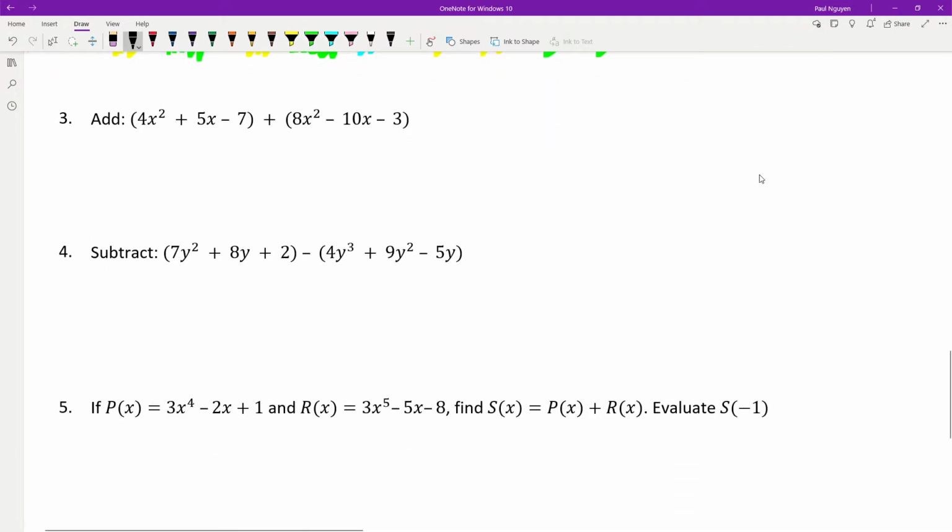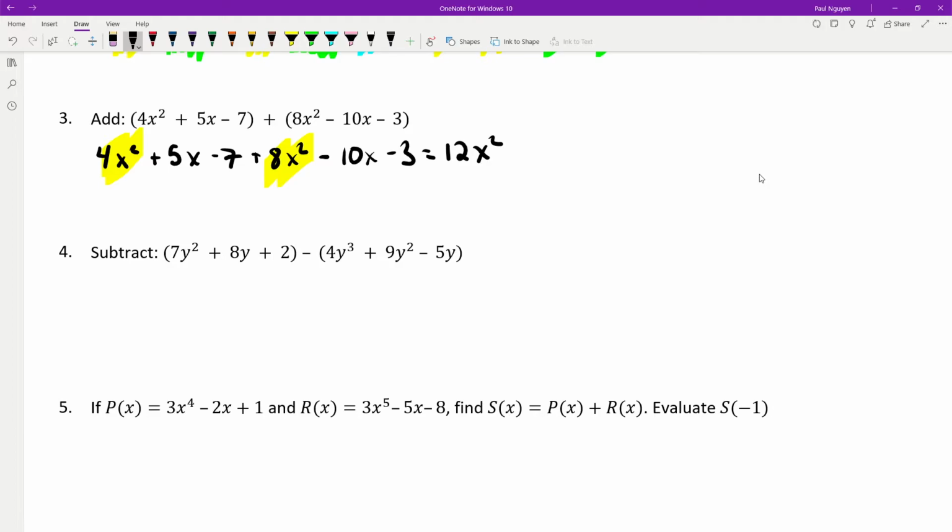Let's add these polynomials. Go ahead and give it a try. You can pause the video until you're done. Okay. So the ones in the front, there's nothing to distribute. And when you distribute a plus, nothing changes. So this is going to be plus 8x squared minus 10x minus 3. I'll combine everything with an x squared. 4 of something plus 8 of something is 12 of that something. 5 of something minus 10 of those things is going to be negative 5 of those somethings. And negative 7 minus 3 is going to be negative 10.